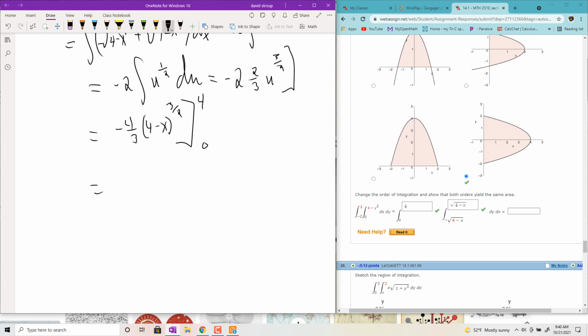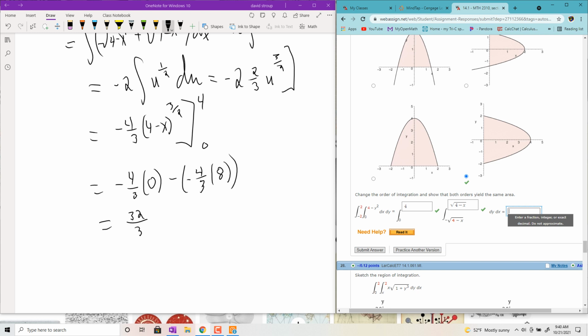Okay, plugging in 4, of course you just get 0, and then minus -4/3, plugging in 0, you get 4 to the 3/2, which is 8. Okay, so that first part is 0, and then you get 32/3. Okie dokie. 32/3.